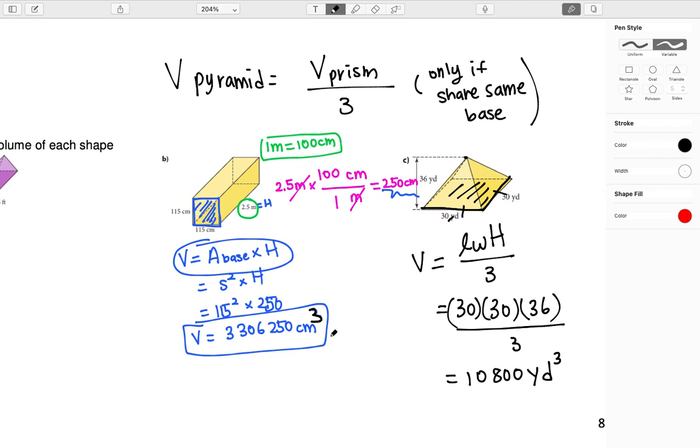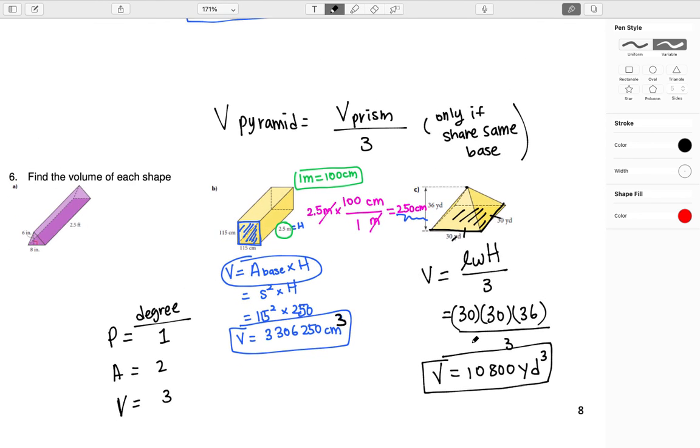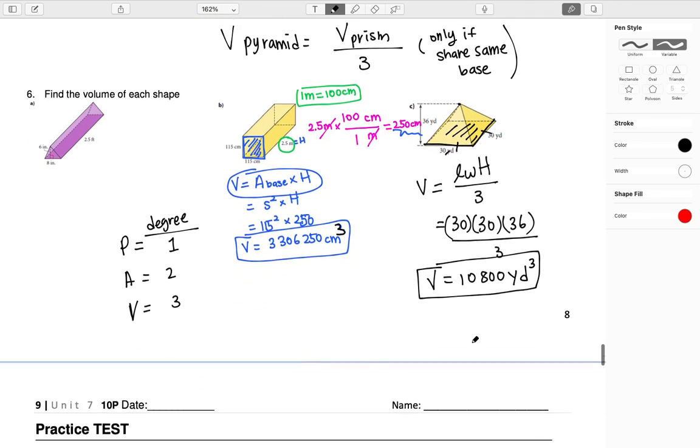So please watch out. Just a reminder: for perimeter, the exponent should be 1, for area it should be 2, and for volume it should be 3. So the volume of this pyramid is 10,800. Okay, and that's it for today's lesson.